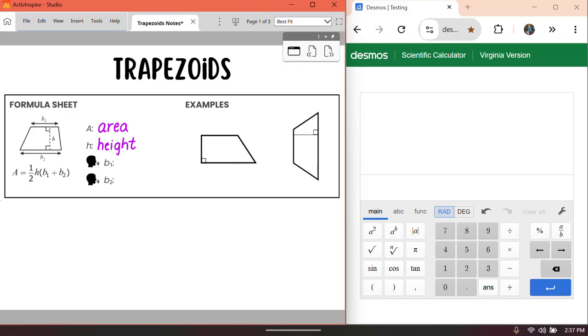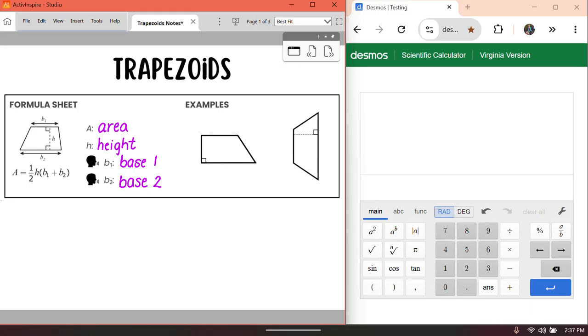But since there are two of them and they are different lengths, the way that we say that is we say base 1 or base sub 1 because it's a subscript 1. I just like to call it base 1 if I'm being honest. And then the second one would be base 2 or base sub 2. I pretty much always just call it base 2.